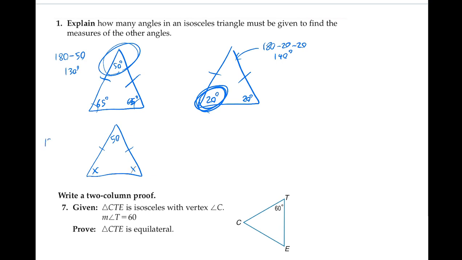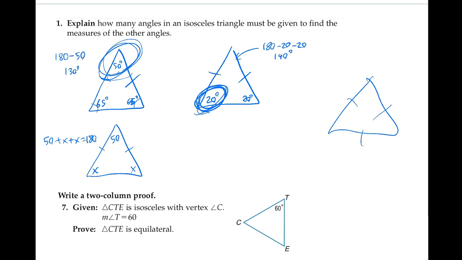So then you just go, whoops, not 150, just 50. Plus x equals 180, and then you solve with algebra. But the idea is you only need a single angle now in an isosceles triangle. What about an equilateral triangle? Trick question. How many angles do you need to know in the equilateral triangle to solve for all the angles? None. You know them all.